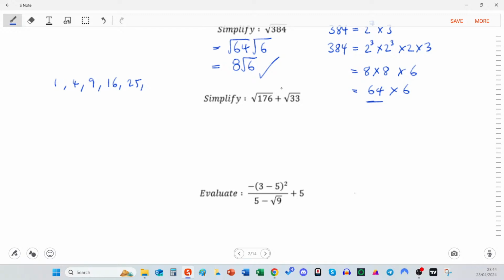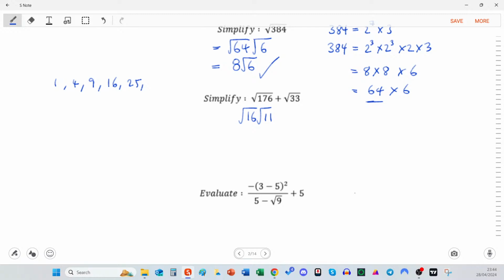The first thing is to use our previous skill, which is to simplify these. So if we look at 176 and simplify it, we're looking for a square number as a factor. Now the square number as a factor here is going to be 16, because I just sort of figured by writing it as a product of its primes that we have two.